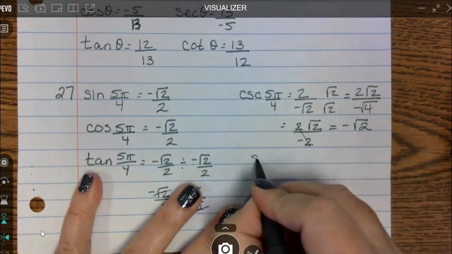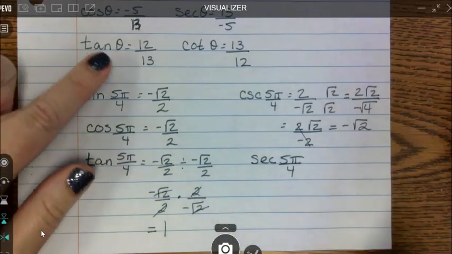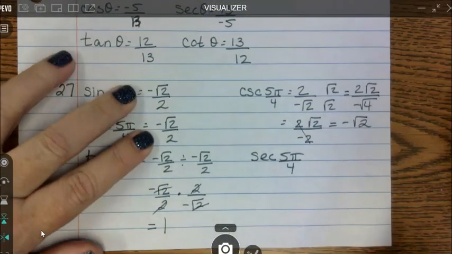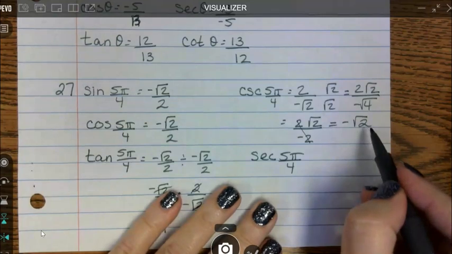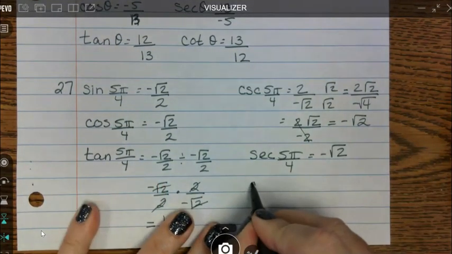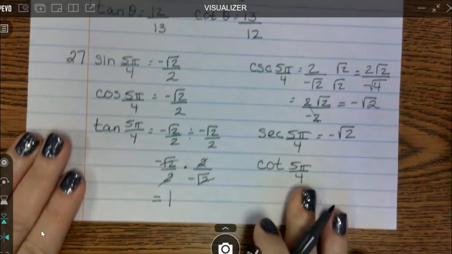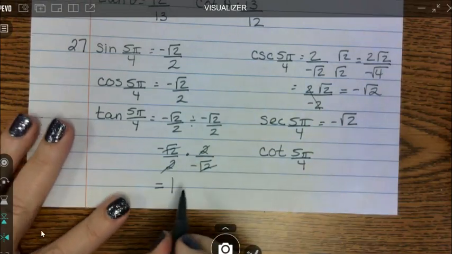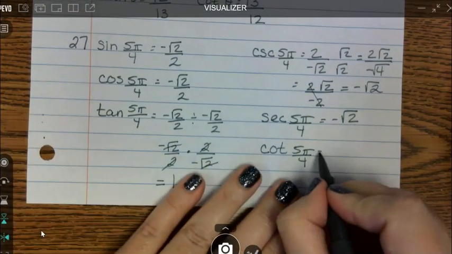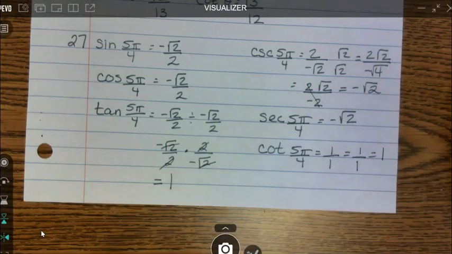Okay, so secant of 5 pi over 4. Now, you see how sine and cosine are the same? Guess what? I'm going to borrow my answer for this one. Okay, and then cotangent is just tangent flipped. So if I take this and put it over 1, and I flip it, my answer is still 1. Okay, I am going to see you in the next video to finish the last 3.